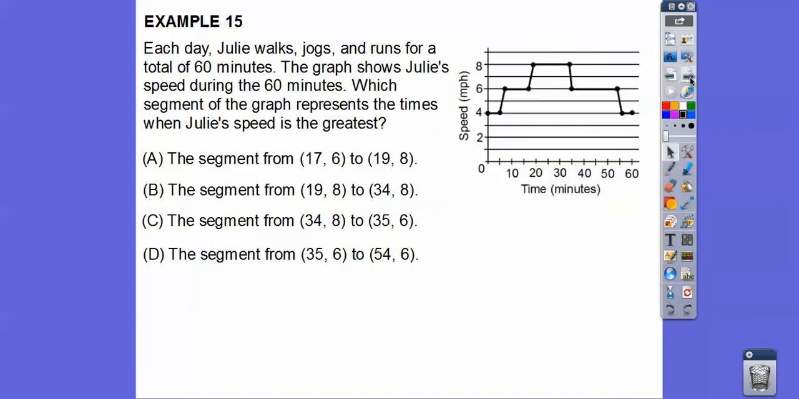Okay, all right. So each day, Julie walks, jogs, and runs for a total of 60 minutes. Okay, so over here is her speed. So as we go higher up, she's going faster right here. Okay, down here is her time for 60 minutes.